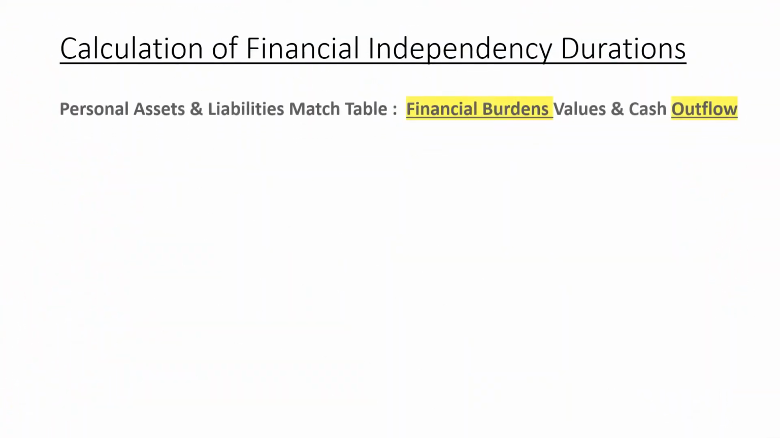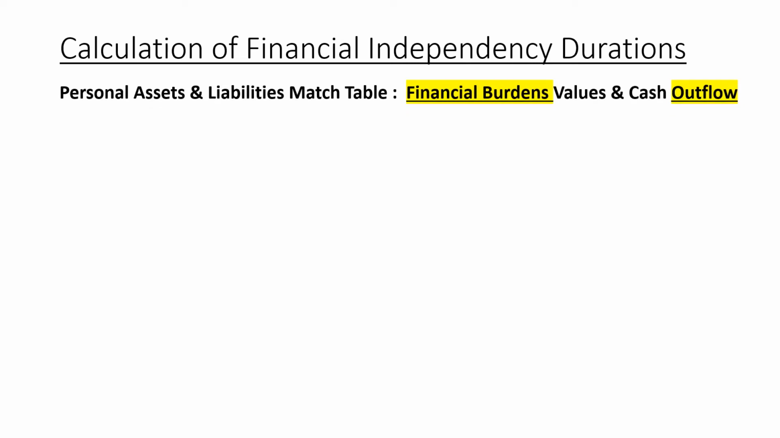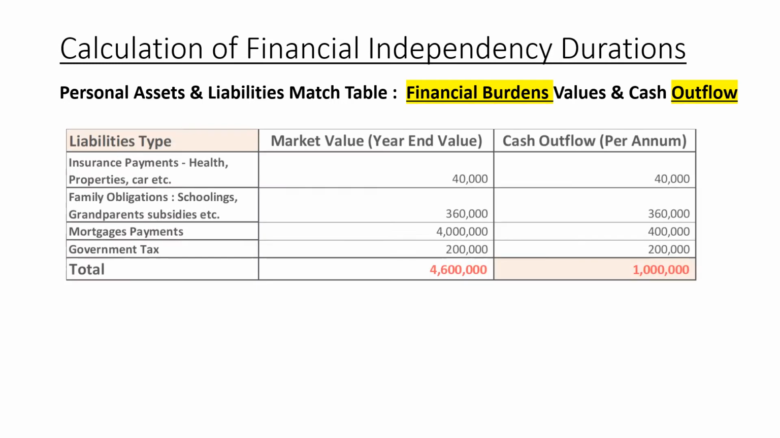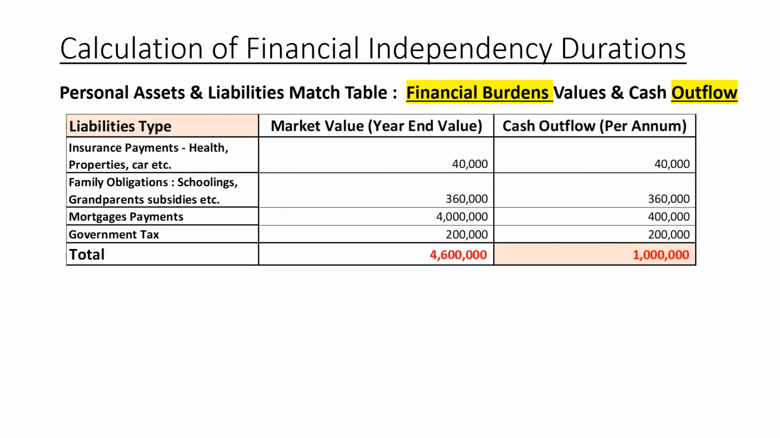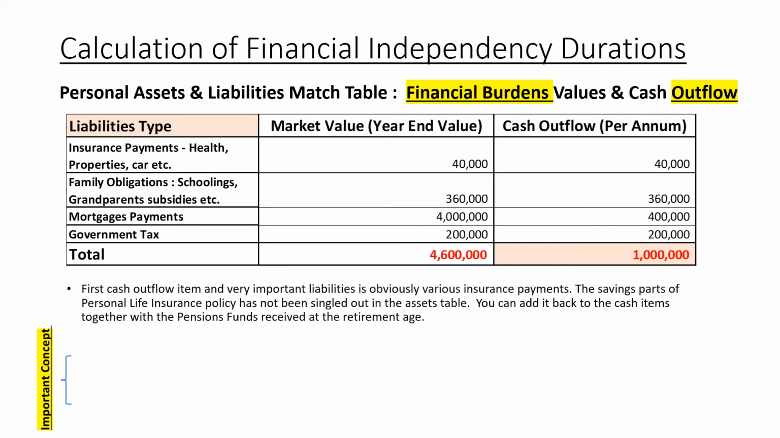Now let us see the financial burdens and the cash outflow in more detail. Of course, first and foremost for everyone, we have to pay our insurance payments, either for health, for your property or the car you own. Then you need to pay your family expenses and obligations, schooling, grandparent subsidies, mortgage payments, and government tax, especially salary tax.